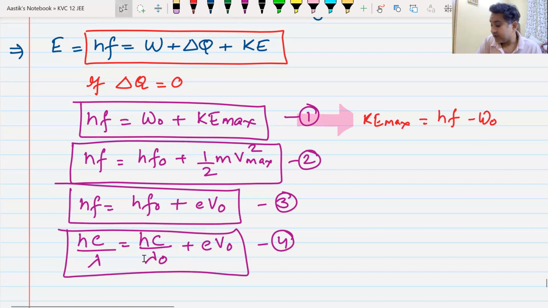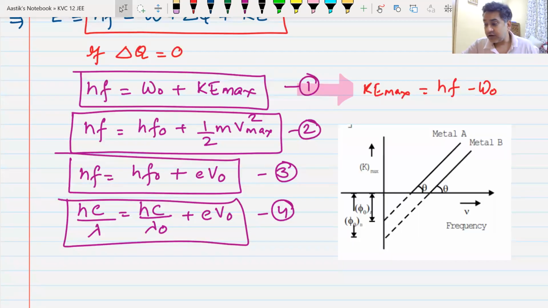Now I can draw a graph. Everyone has noted this down? Now I can draw a graph between maximum kinetic energy and frequency f. Do we understand this? Now for different metals, the graph would end up at different places.